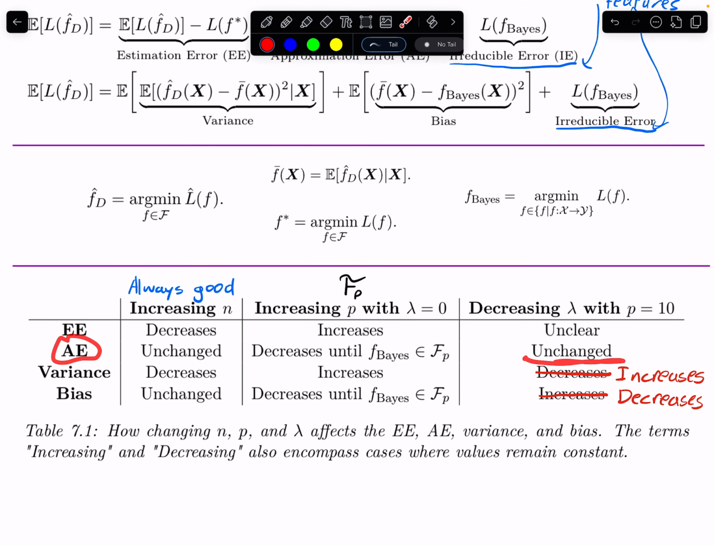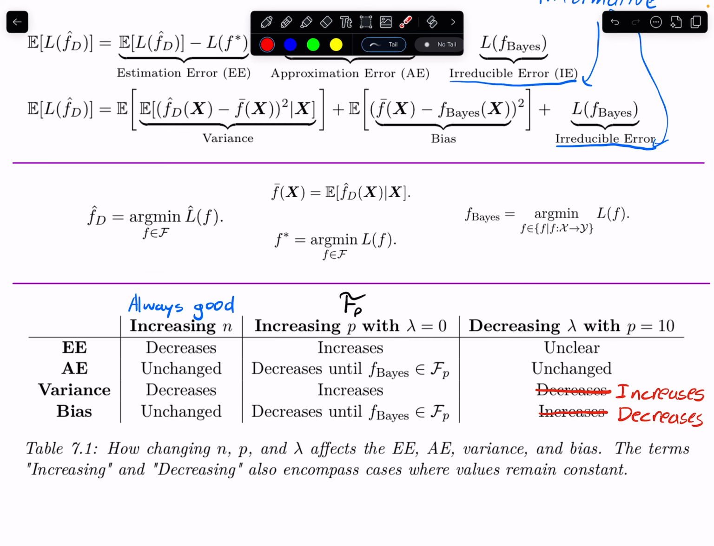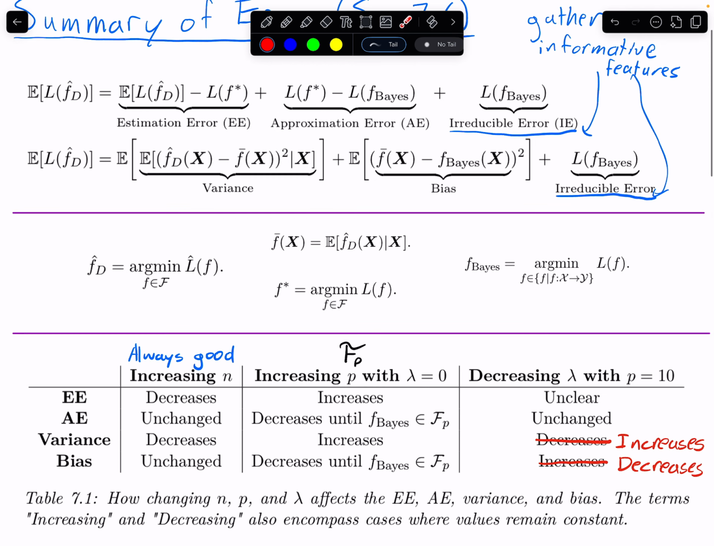That's unchanged. Okay, and then finally we have the last case, which is the estimation error. And this is actually a much more complicated case. Here I wrote it's unclear because there are two opposing forces. And so this will not be asked in any exams or questions just because it's complicated to study. Okay, so what happens, roughly speaking, with this estimation error?